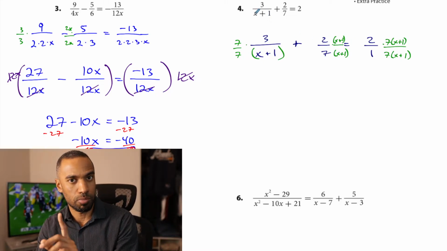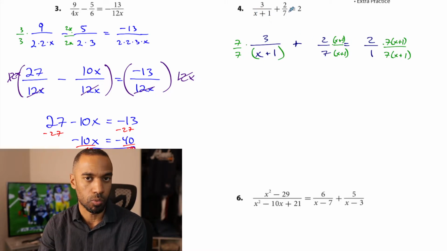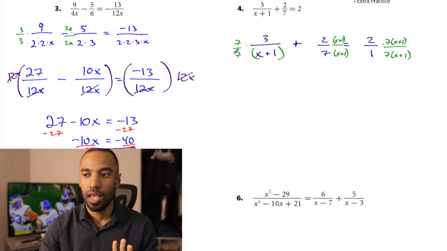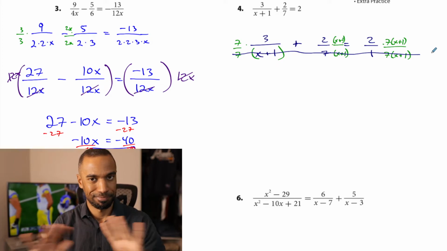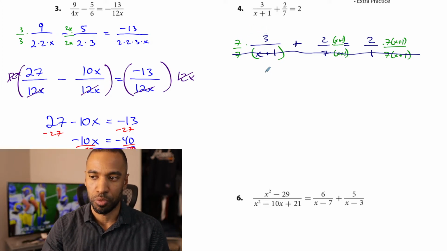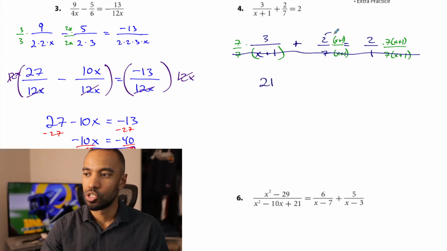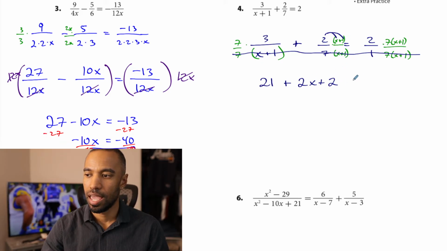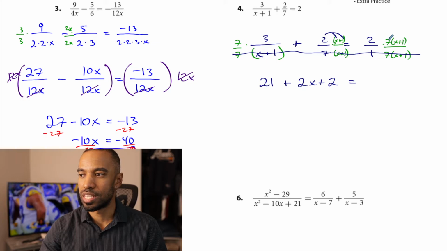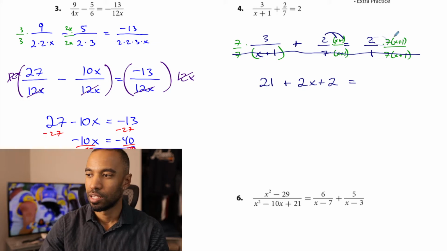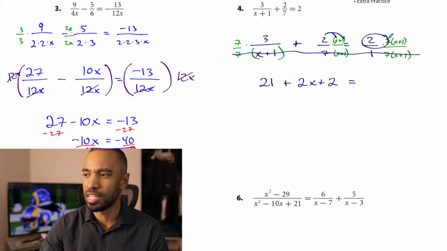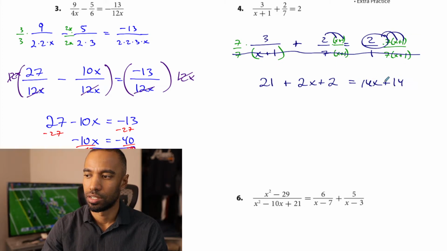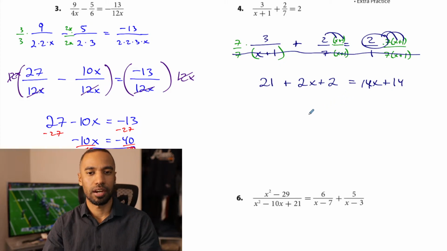Now, I still need to be careful for extraneous solutions from the original equation once I get my solution. But at this point, I'm going to ignore all that. I just need to make sure to multiply 3 with 7, 2 with x plus 1, and 2 with 7, so 14, with x plus 1. Okay? So there's my setup there.